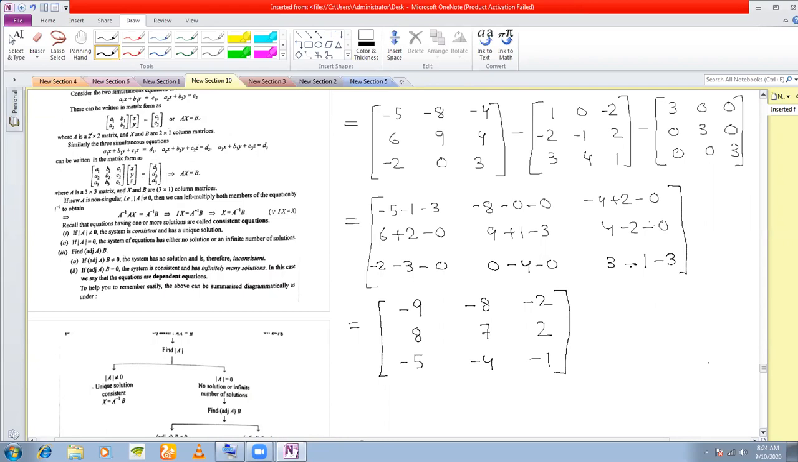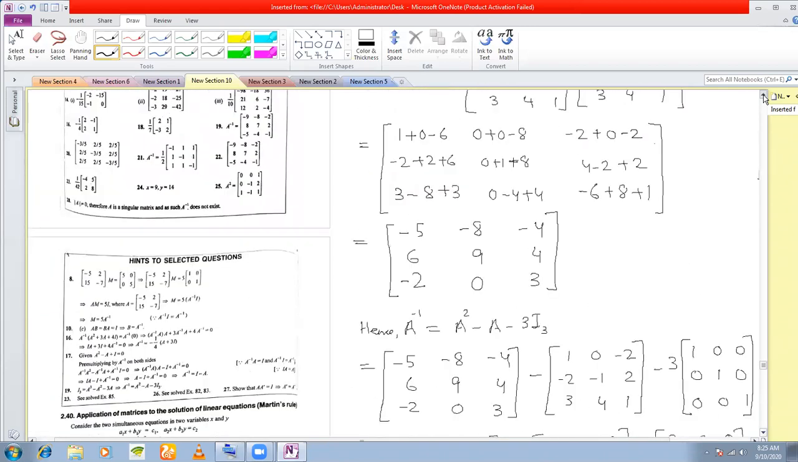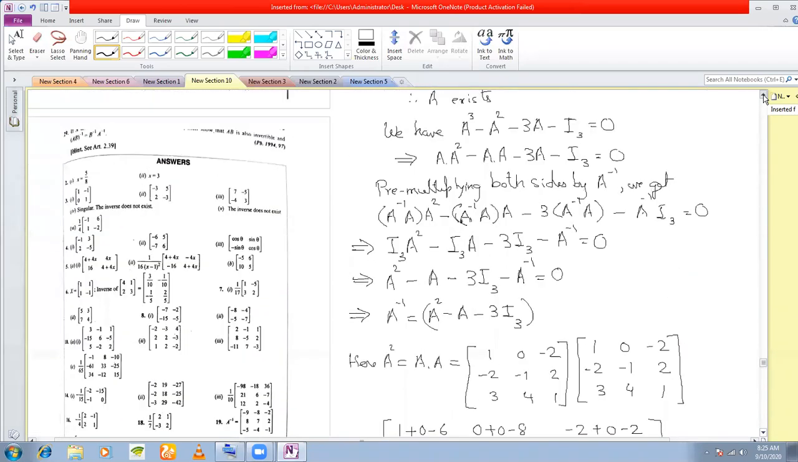If you want to check whether you have got the right answer, what you can do is multiply A and A inverse, and check whether you're getting the identity matrix. Clear? Yes, sir. Let us do the next one.